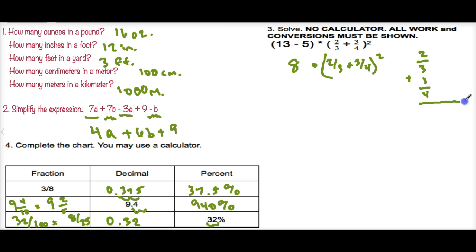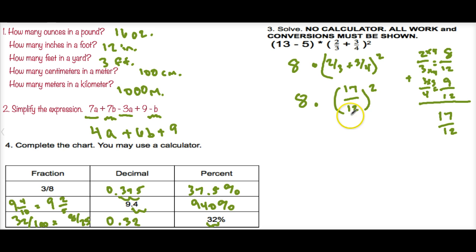So before I can add my fractions, I have to have a common denominator. 12 will be my common denominator for 3 and 4. So I said 4 times 3 equals 12, so I have to do 3 times 3 to equal 9. 3 times 4 equals 12. So 2 times 4 is equal to 8. 8 plus 9 is 17 twelfths. So this is going to be 17 twelfths squared.